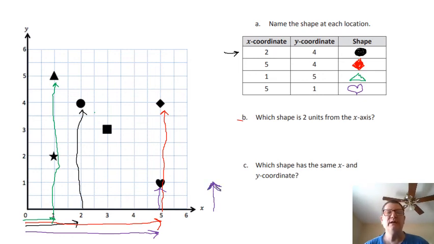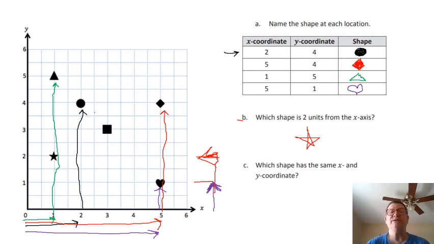So anything that is 2 units from the x-axis. So as you can see, the only thing, 2 units would be right here. So 2 units from the x-axis, that would be the star. Because I didn't ask if it was 2 units on the x-axis. It's from the x-axis. All right, let's look at C.